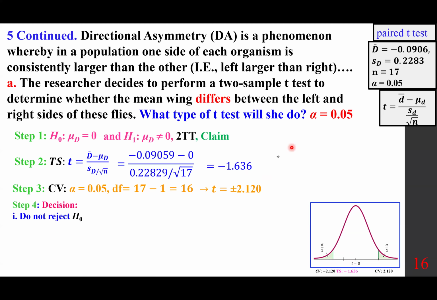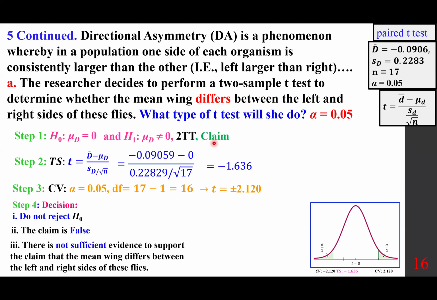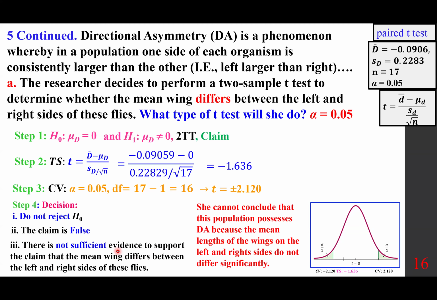Let's go back to the first step. So every calculation is about answering this part. The rest is up to us. So where did we put the claim here? If you're not rejecting H0, you're rejecting H1 and the claim. Therefore, it becomes false. And we write, there is not sufficient evidence to support the claim that the mean wing length differs between the left and right sides of these flights. So she cannot conclude that this population possesses DA, because the mean lengths of the wings on the left and right sides do not differ significantly.